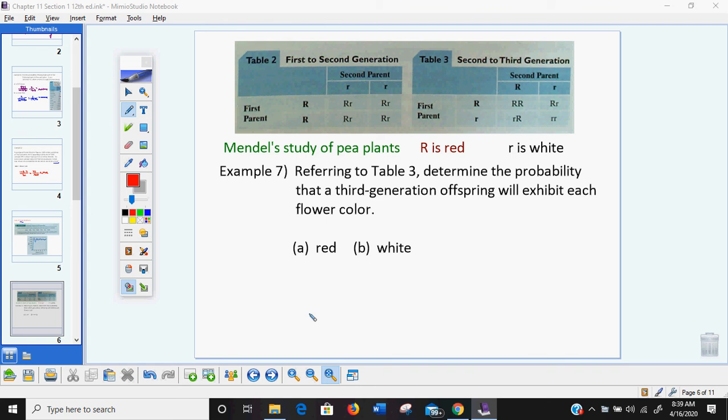Look at another type of probability. This is probability in genetics. So this is Mendel's study of pea plants. The capital R stands for red. So in other words, if you see a capital R, that plant was red.